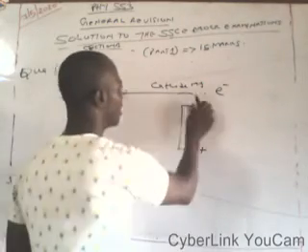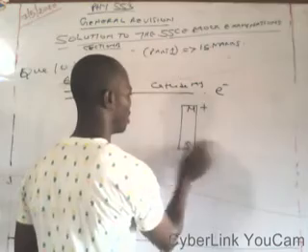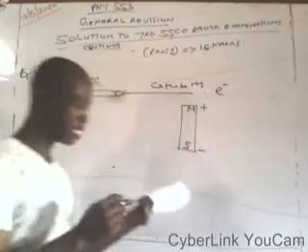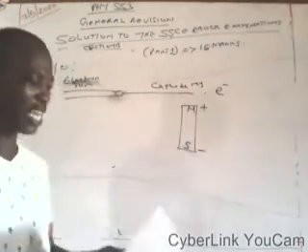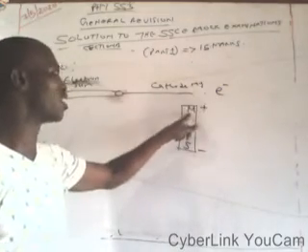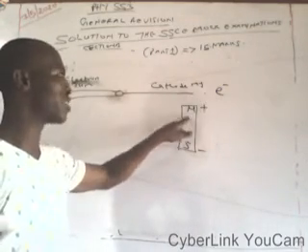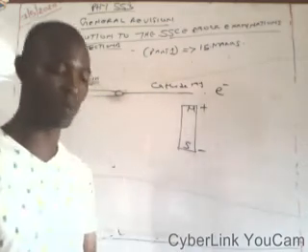So the correct answer is that the cathode ray is going to bend downward. And the explanation is that because the cathode ray is negatively charged and the north pole is positively charged, they are going to attract each other. This makes the cathode ray bend towards the north pole of the magnet.